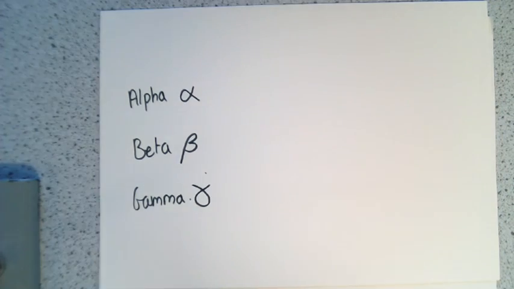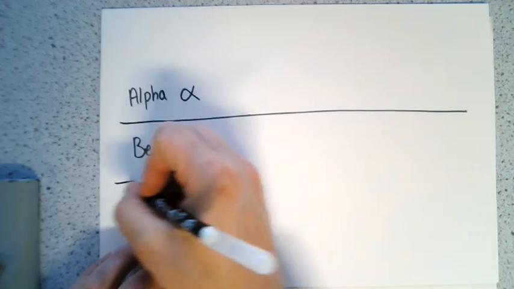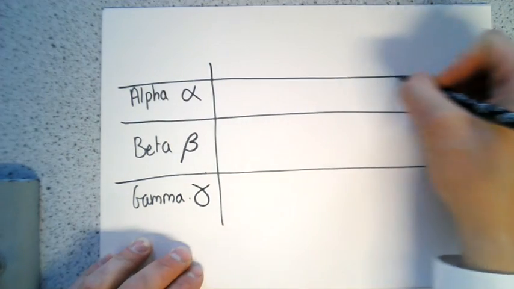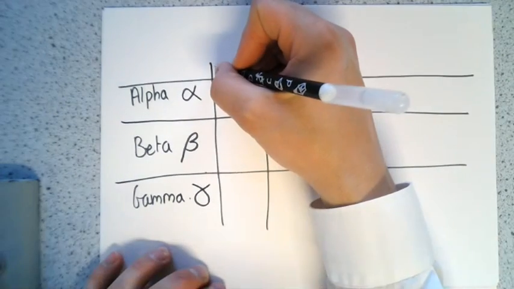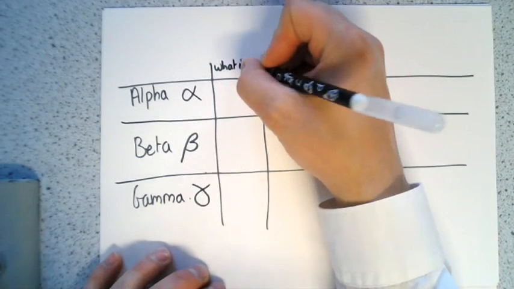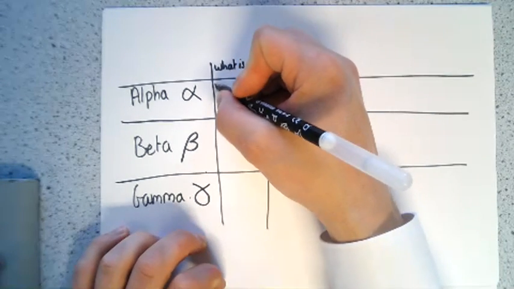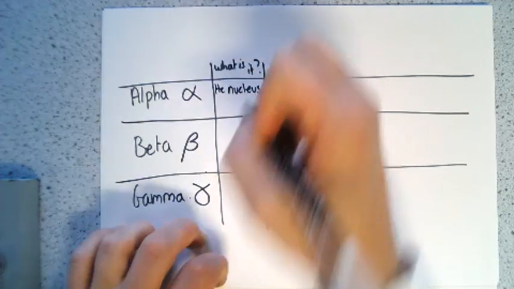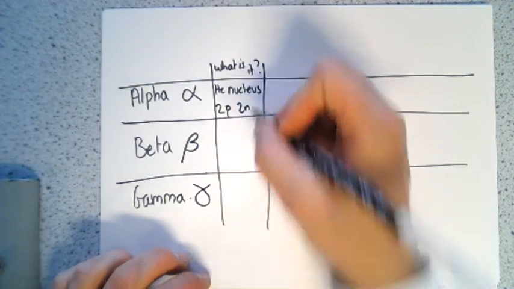So you need to know what it is. You need to know a symbol. So I'm going to draw the table. Now, hopefully I can fit it all on if my fat handwriting doesn't take up all the space. So first of all, you need to know what it is. Alpha particles are what we call a helium nucleus. It's made up of 2 positive protons and 2 neutral neutrons.